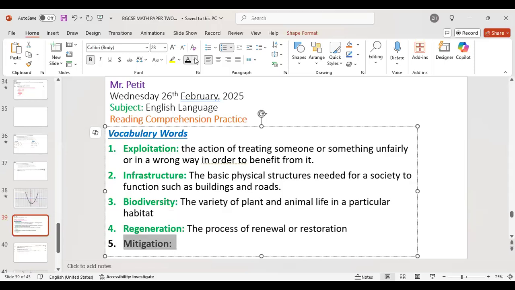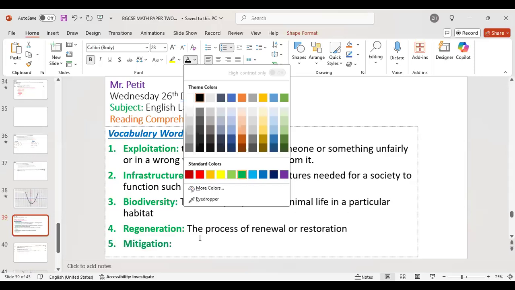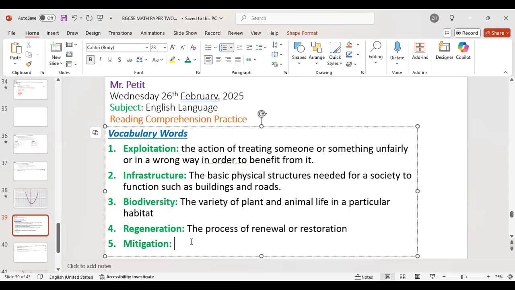Sashani. That's not true. Who said mitigation? I did. I don't believe you. Sashani, you said mitigation for real? Yes, sir, but I don't know what it means. What does mitigation mean?